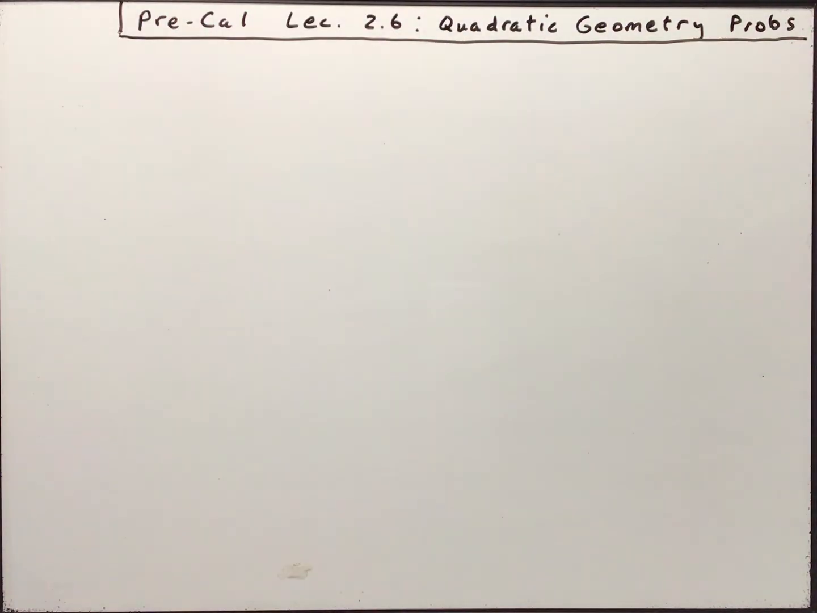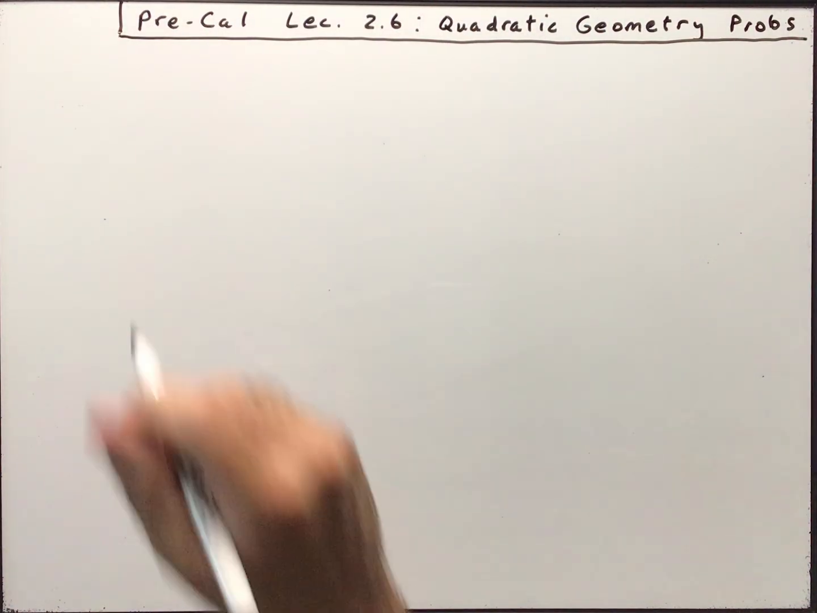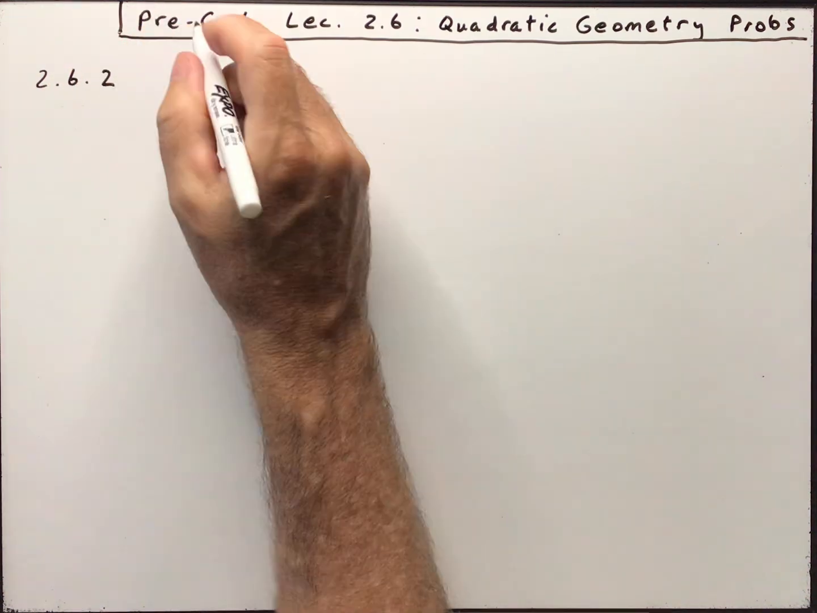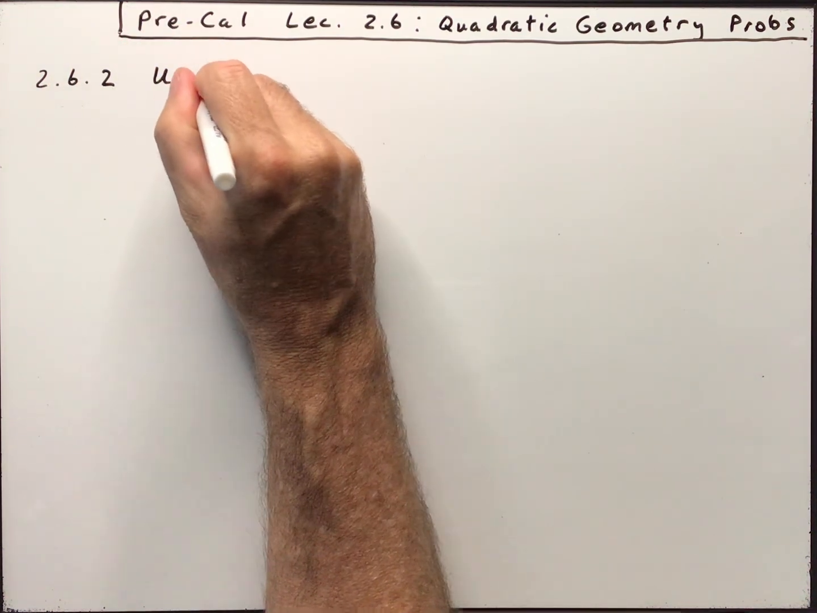All right, so if you will go on to the back or the second page of this. Let's see, I don't have the... So the second page, we've got 2.6.2. And this is called using the Pythagorean theorem.